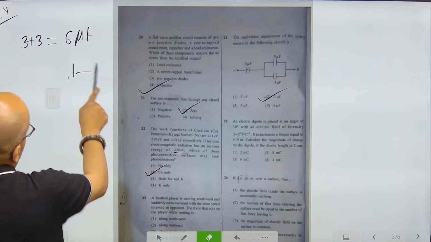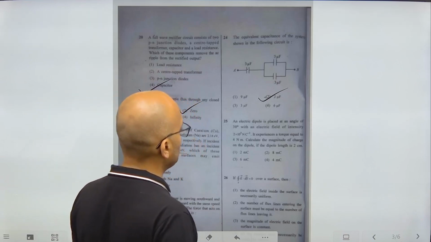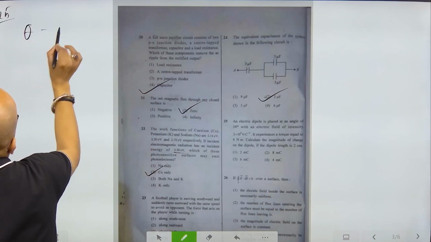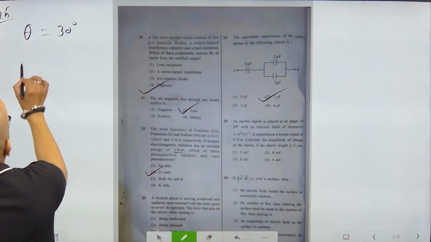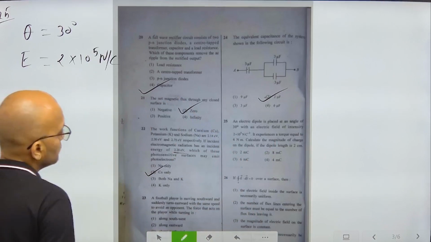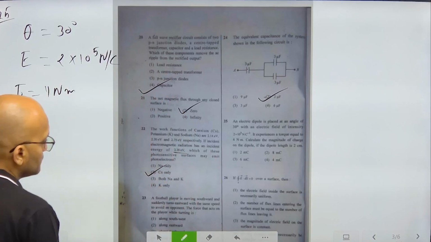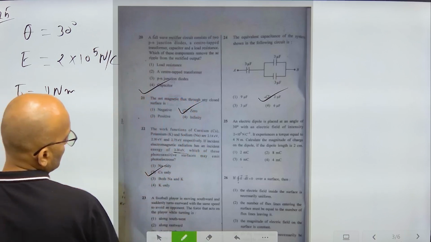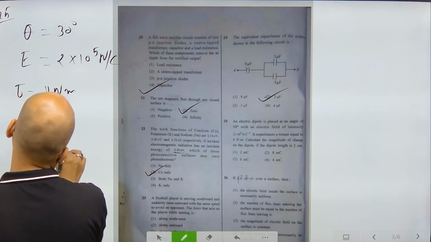Nothing there to explain. Questions are so easy. So an electric dipole is placed at an angle of 30 degree in an electric field. The intensity of electric field is given as 2 into 10 to the power 5 Newton per coulomb. It experiences torque, given to us as 4 Newton meter. Calculate the magnitude of the charge, we need to find Q, if the length of the dipole 2L is given as 2 centimeters.